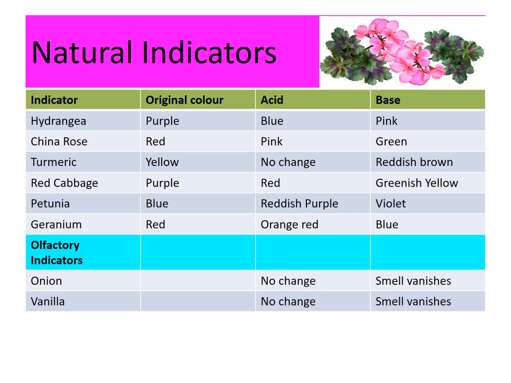As we were talking about the olfactory indicators, onion and vanilla, they have the peculiar smell, you know. So in the acidic medium there is no change in their smell, but if the medium turns basic, then their peculiar smell gets vanished. So this change indicates the change in the medium.